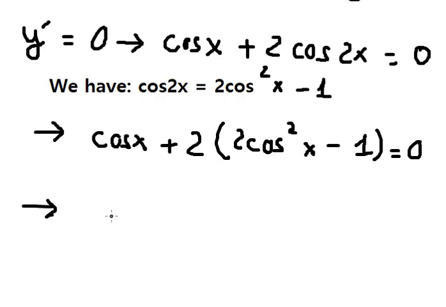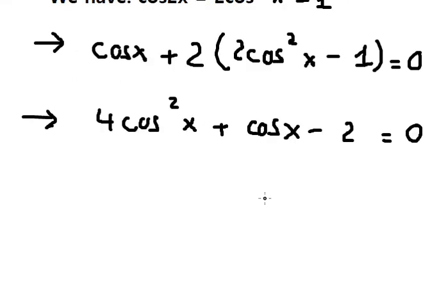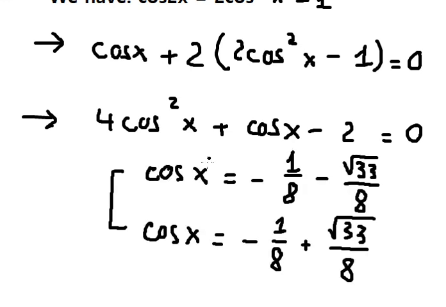So we have 4 cosine squared x plus cosine x minus 2 equals 0. Now we need to find the solutions of this equation.